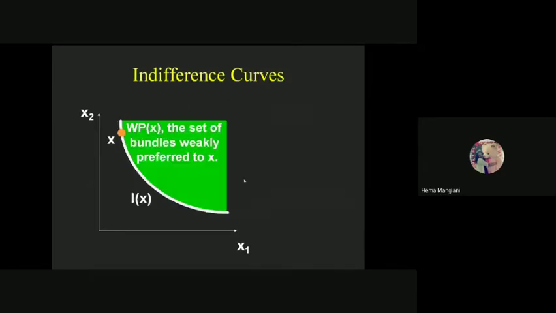Sorry for this disturbance. The WPX, the set of bundles weakly preferred to X. Now there are two ways of analysis. The one is that X is preferred to this. The other one is that this includes this. So when it includes this, it means it is similar, giving you the indifferent relationship. So that is also the weak ordering. So that is how we analyze the weak ordering in two ways.